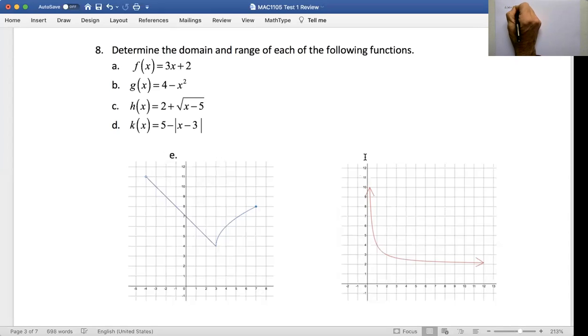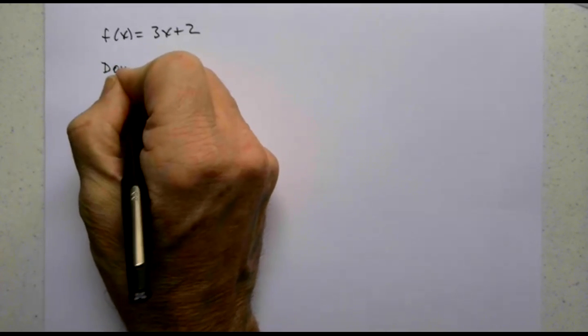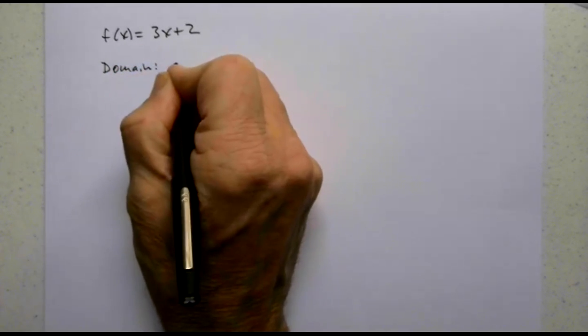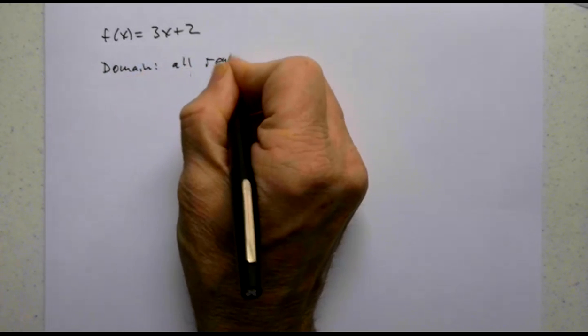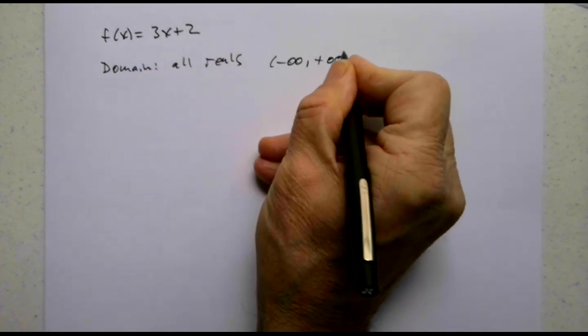Are there any restrictions on what x could be? Well, I could plug in any real number I want, right? So my domain's got to be all reals. In interval notation, that would be minus infinity to plus infinity. How about the range? How about the outputs?